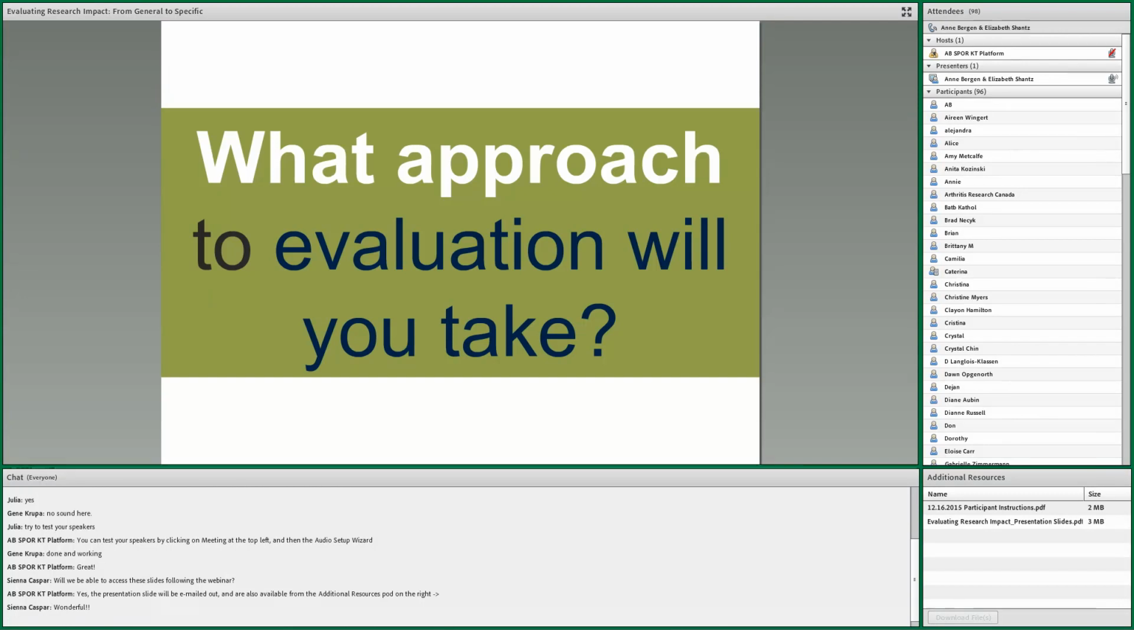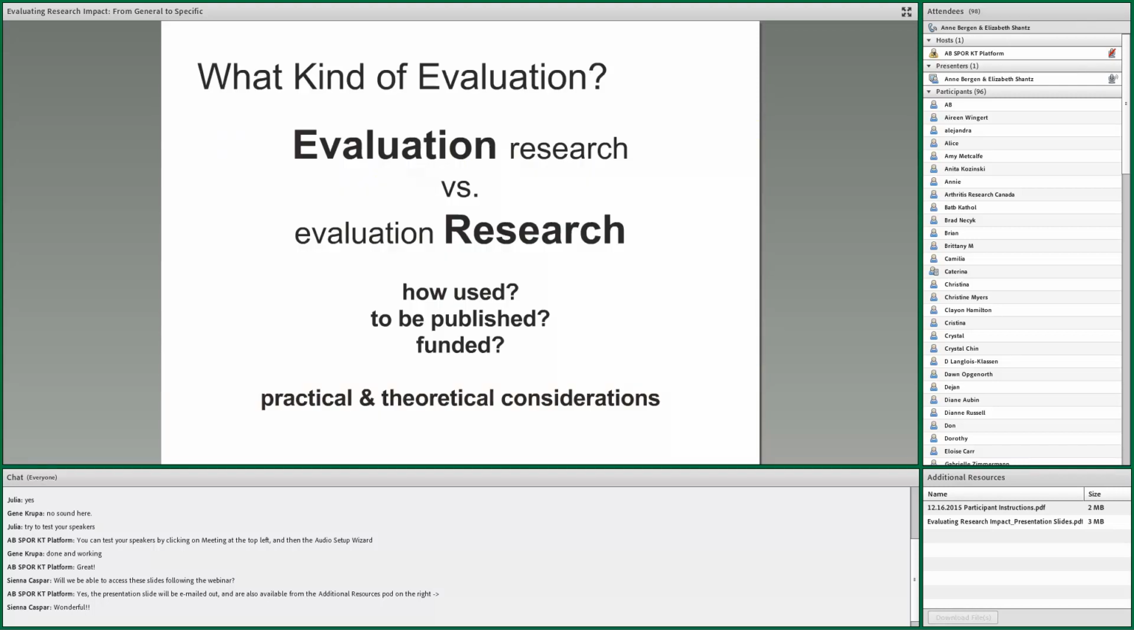Once you have your logic model in place, start thinking about what approach to evaluation you want to take. This is a little bit of a methods question and a little bit of a feasibility question. You can start by thinking about what kind of evaluation you're doing. Are you doing capital E evaluation, little research, or is this capital R research? What I mean by that is, is your focus on publication and generalizability, or are you doing evaluation for internal accountability and quality improvement purposes?